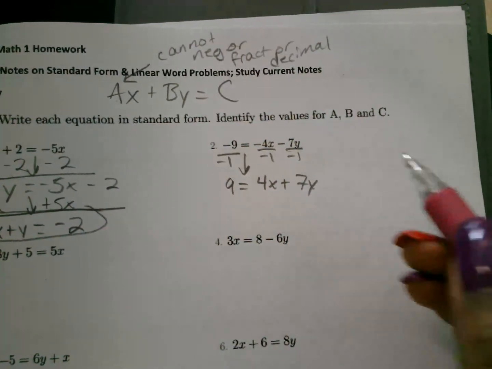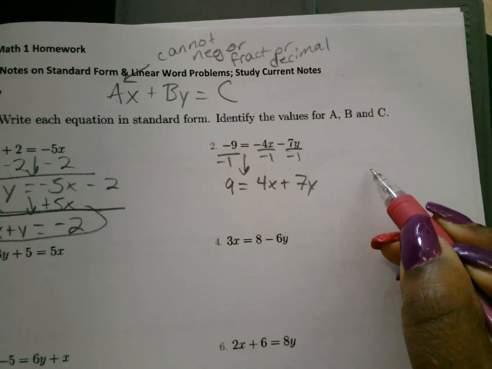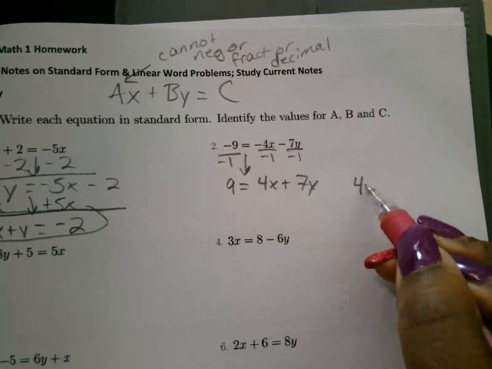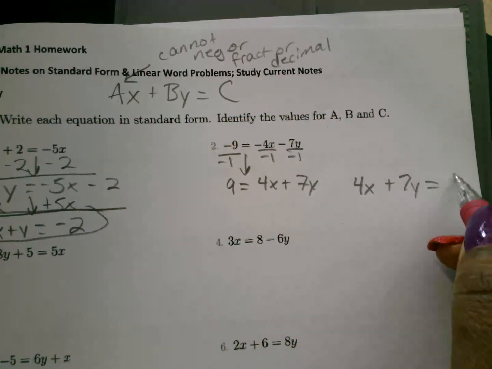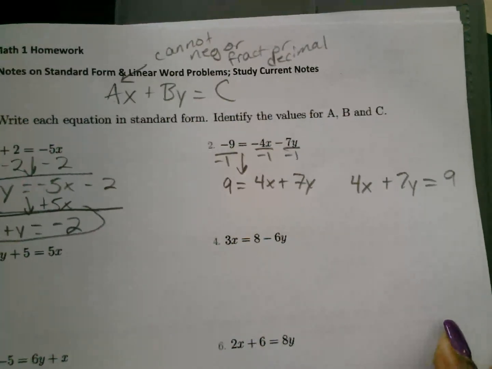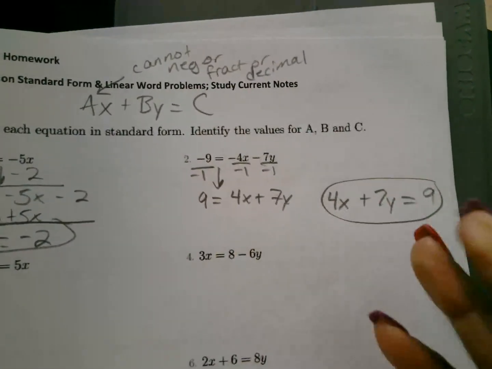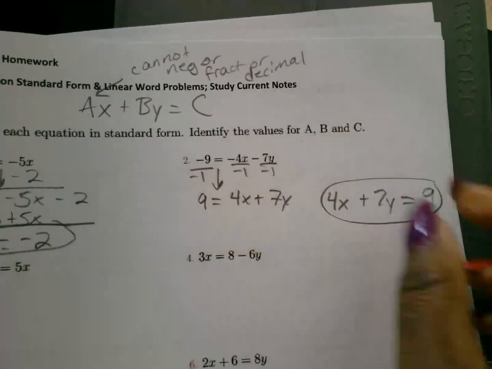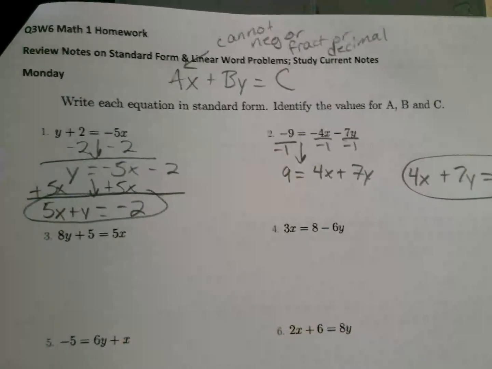So really, this is standard form because you do have the x term over here. And I'm going to rewrite it. So I have 4x plus 7y, and on this side is 9. Okay, so this is going to be my answer, which is the same as this. I just wrote this on this side and that on the other. It's the same thing.